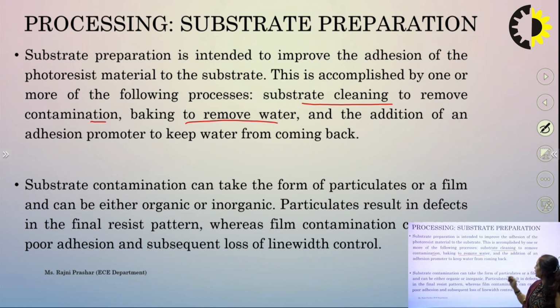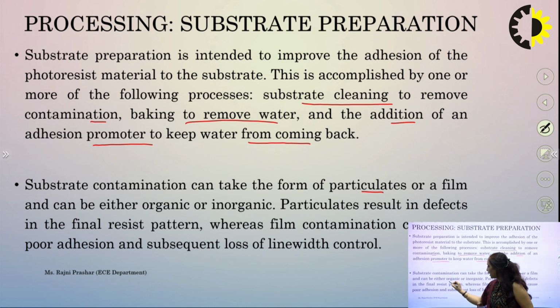It is done with the help of baking. In addition to that, an adhesion promoter keeps the water from coming back, right? Then substrate contamination can come from particulates or a film that can be either organic or inorganic, and this will also form irregular pasting of the photoresist material. So this should be removed, so that we can have better pasting and better line width control.